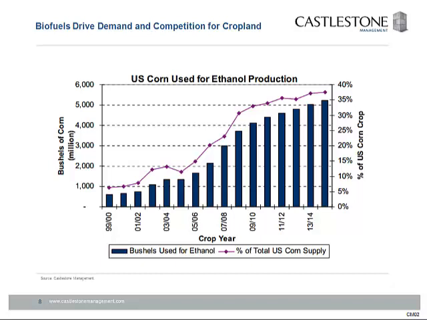And to drive this point home, here in the U.S., because of mandated renewable energy targets set by the U.S. government, we can clearly see in this chart that a significant percentage of corn crops are now being allocated to ethanol production.